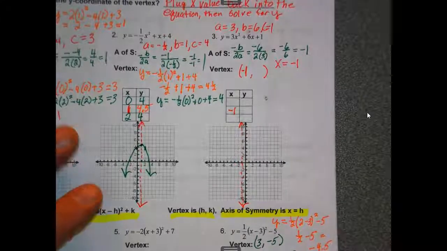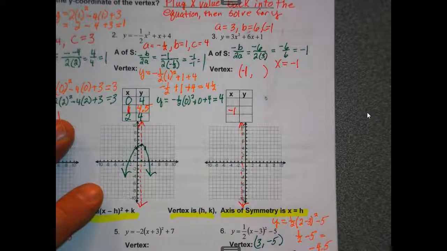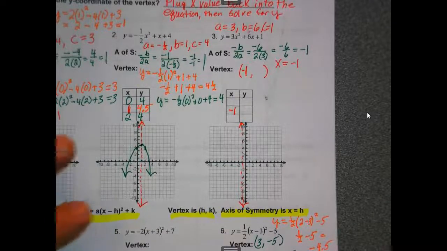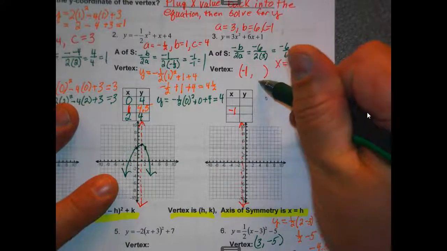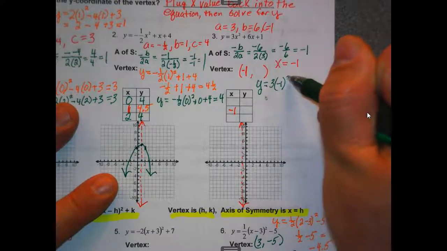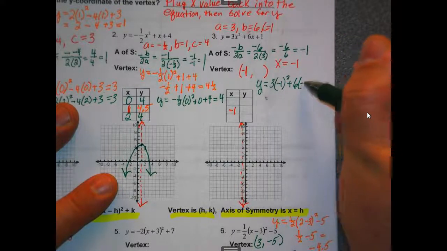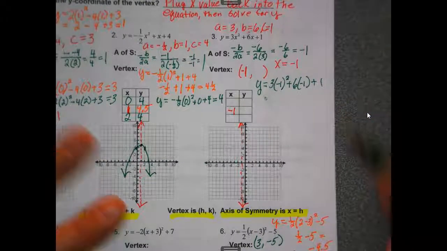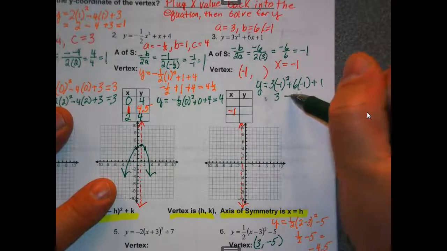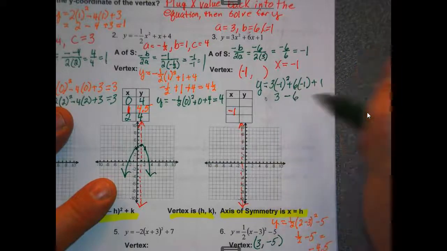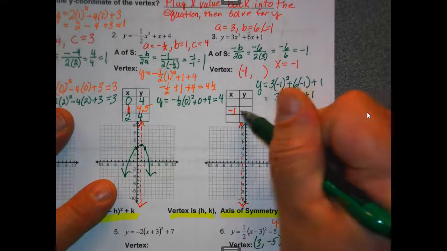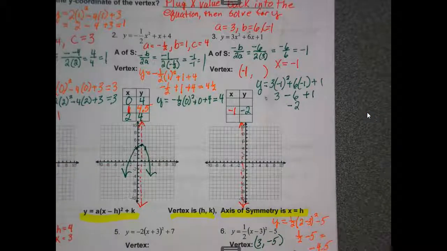Okay, now we need to find the y value for my vertex. What do I do? Plug it back in. So I have y equals 3 times negative 1 squared plus 6 times negative 1 plus 1. Negative 1 squared is 1. 1 times 3 is 3. 6 times negative 1 is negative 6 plus 1. So what's my y? That's right, negative 2. Okay, I have my vertex.